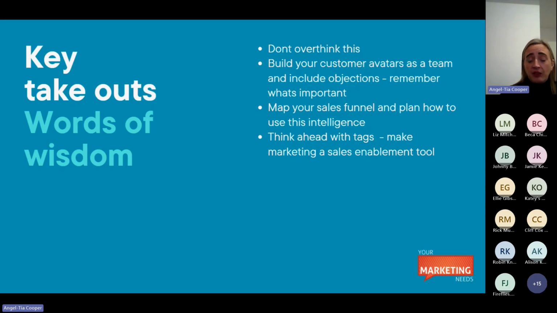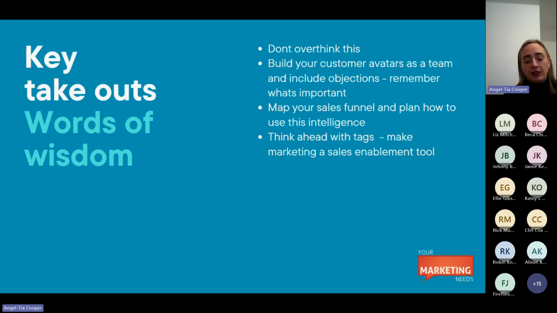And at the other end as well, if you know that they're more likely to repurchase every 12 months or 6 months or 3 months, then you can build your sales funnel according to that if you've got them tagged correctly. Which makes my last point, thinking ahead with the tags.